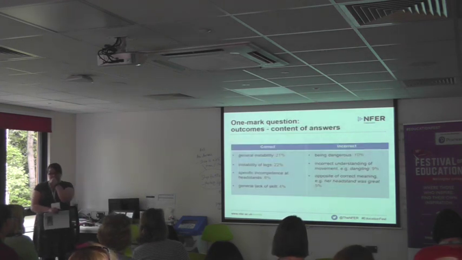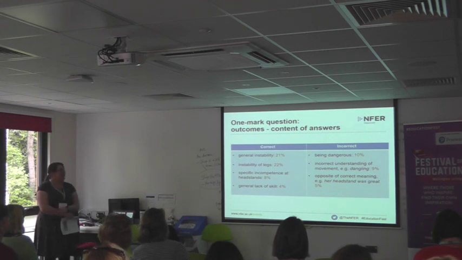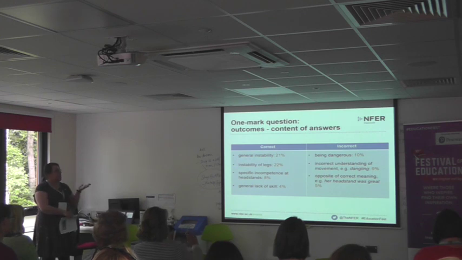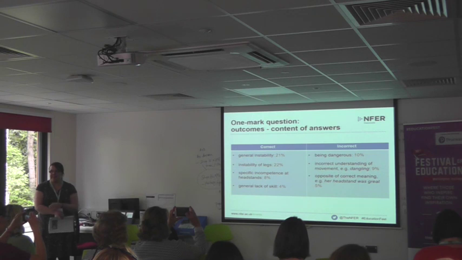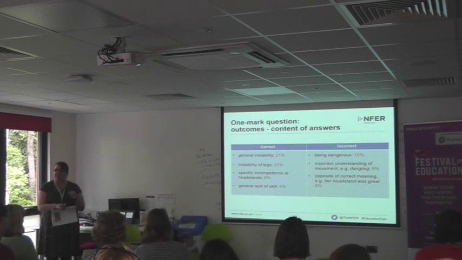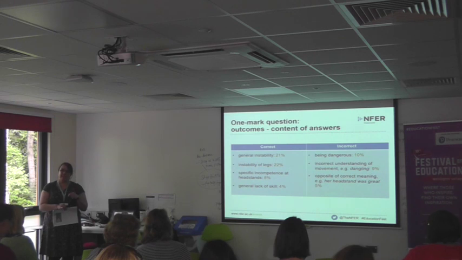Firstly, looking at the content of answers. So as is probably expected, given the question, the most common responses were related to instability, with 21% of pupils focusing on Mira, the girl in the story's general instability in their headstand, and 22% focusing on instability of her legs. For example, her legs were wobbling around. Now, 12% of pupils didn't explain what teetering meant in terms of movement, but instead explained what it meant in terms of Mira's headstand. For example, her headstand wasn't very good.